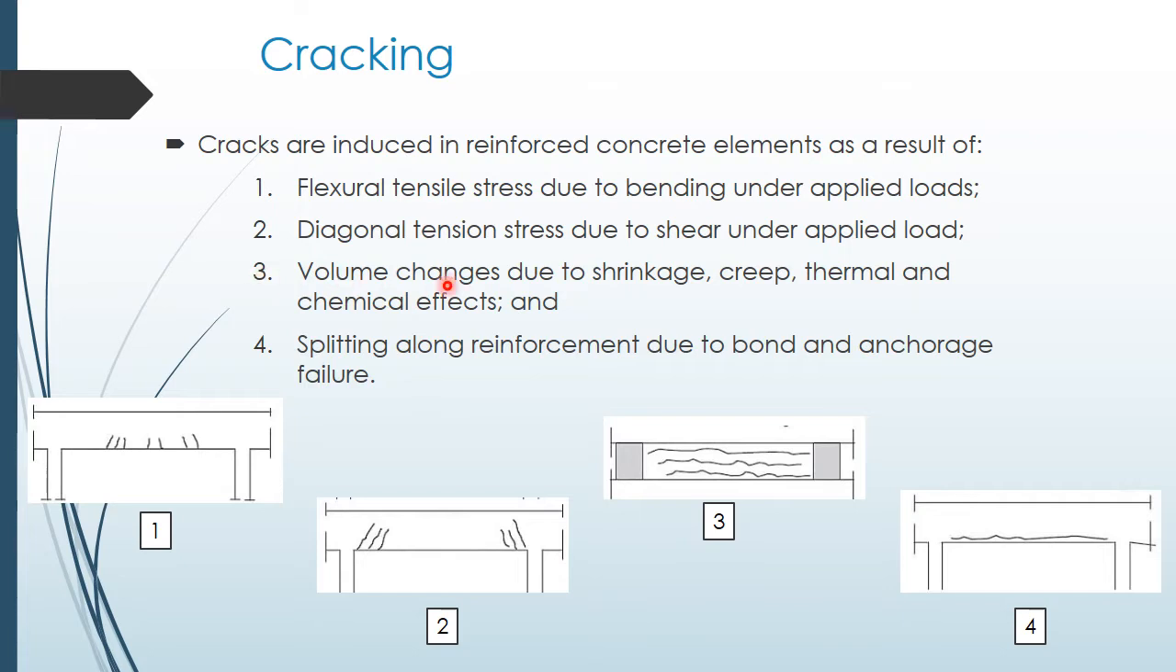Third, volume changes due to the shrinkage, creep, thermal and chemical effect. You can refer to Figure 3 for the volume changes cracking. And fourth, splitting along reinforced concrete due to the bond and anchorage failure. So you can refer to Figure 4 for the splitting cracking along the reinforcement.